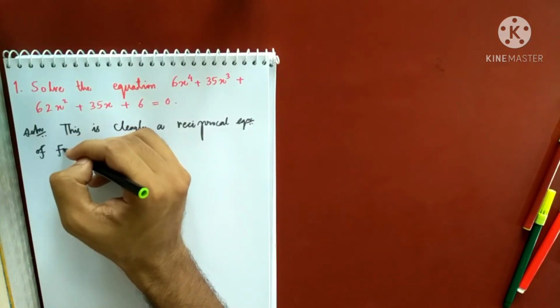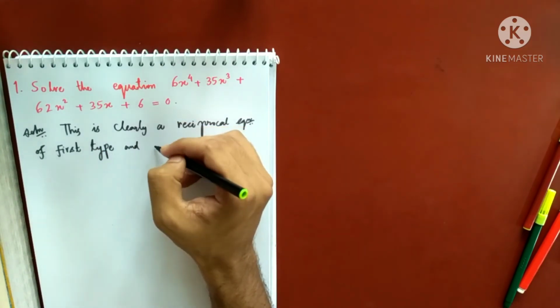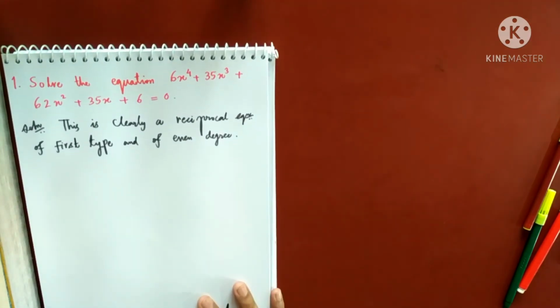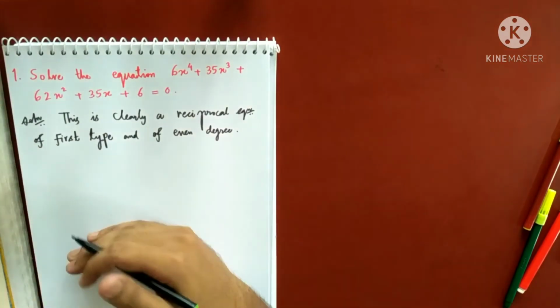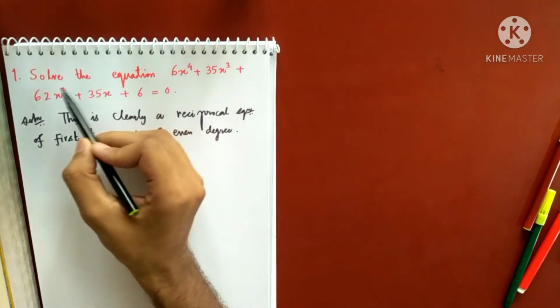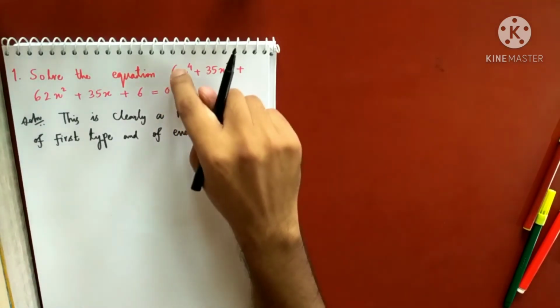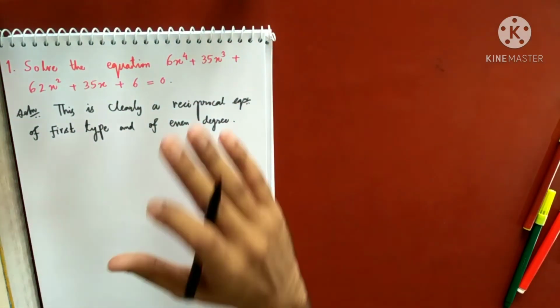of first type and of even degree. That means it is already in the standard form. So please remember the steps that I am doing. So whenever it is in the standard form, these are the following steps that I will follow. So always remember, you can clearly see this equation is in the standard form because it is a first type. Why is it a first type? You can see the coefficients and of even degree. So please follow the steps that I am doing now.